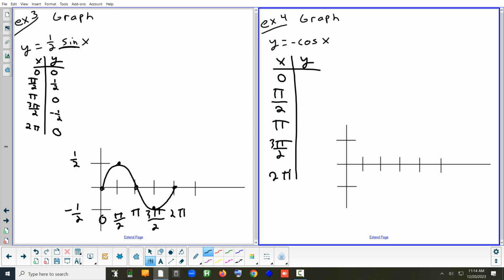And what would my y's be for negative cosine x? Yep. Negative 1. Yep. 0. Yep. 1. Yep. 0. Yep. Negative 1. So we start down, we go up, up, down, down. There's our graph. So the cosine gets flipped. Okay. Any question on the table?